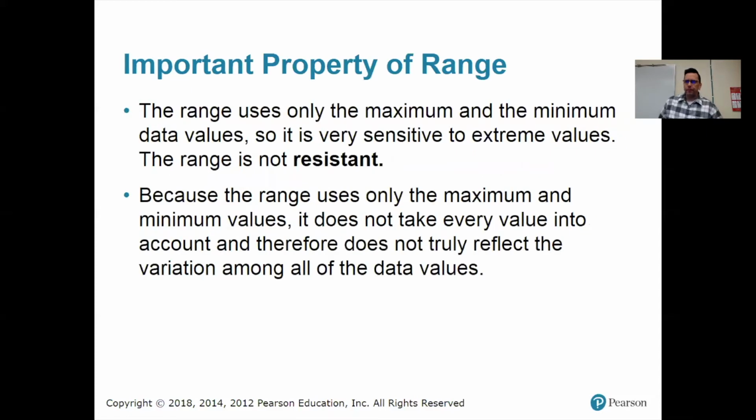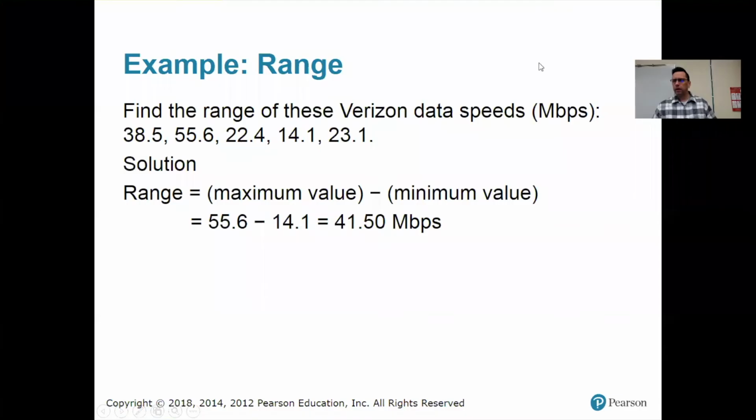All right. Properties of range. The range is not resistant because, just like the mid-range, it is extremely sensitive to changes in the maximum and minimum values. And because it uses only the maximum and minimum values, it doesn't take every value into account, and therefore it does not truly reflect variation among all the data values.